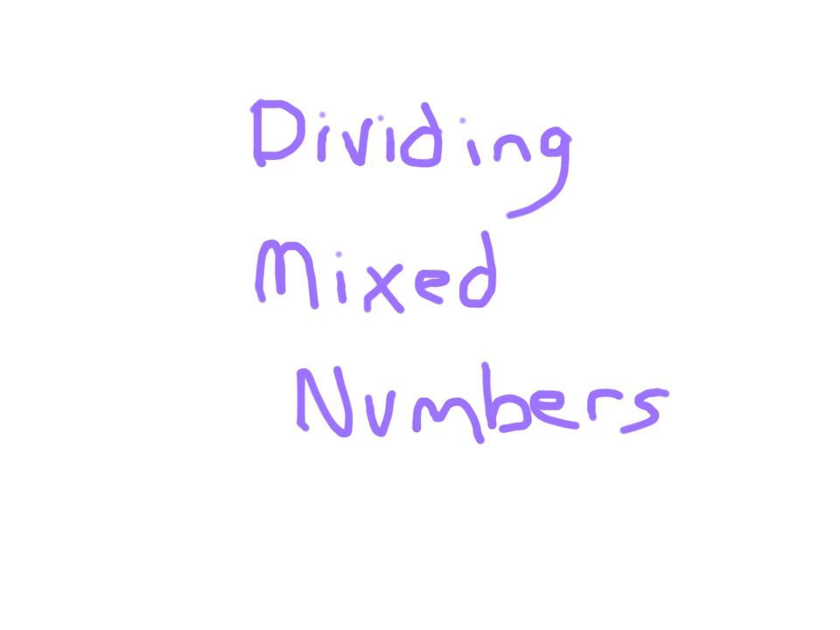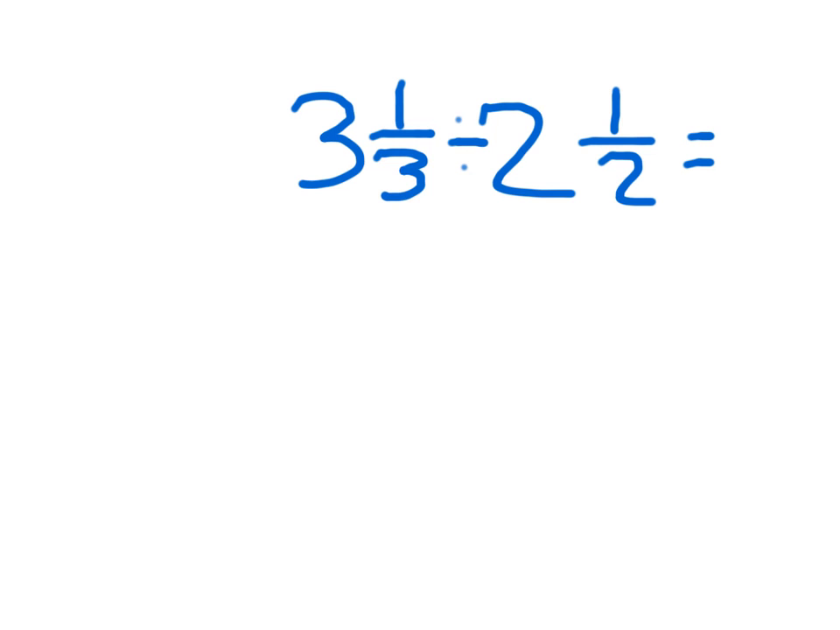Let's look at dividing mixed numbers. We might be asked to solve this problem here of 3 1/3 divided by 2 1/2. This is very similar to multiplying mixed numbers, where we wrote the improper fraction of each of these mixed numbers. 3 1/3 as an improper fraction is 10/3. 2 1/2 as an improper fraction is 5/2.